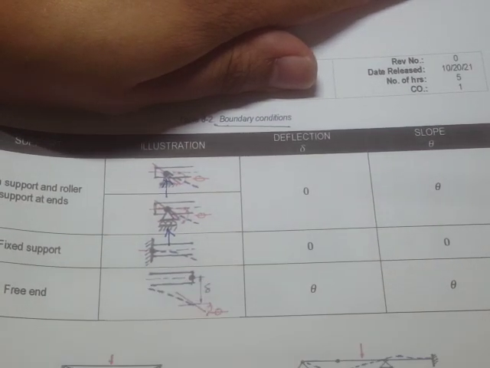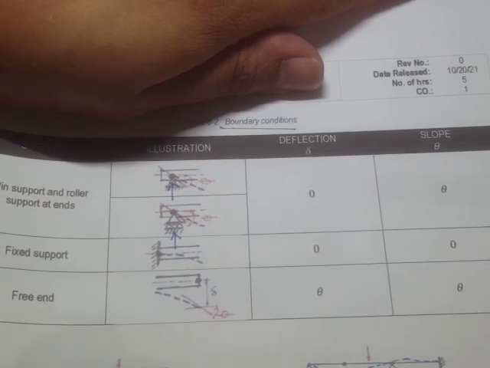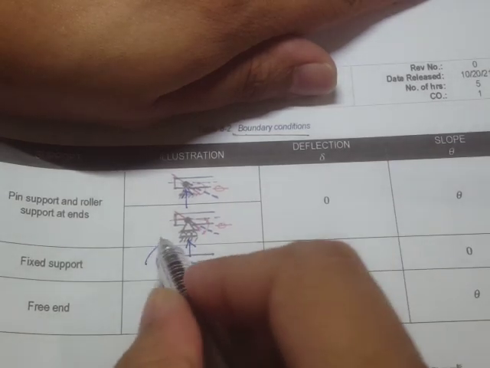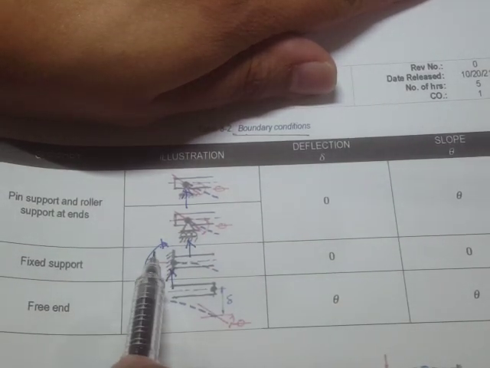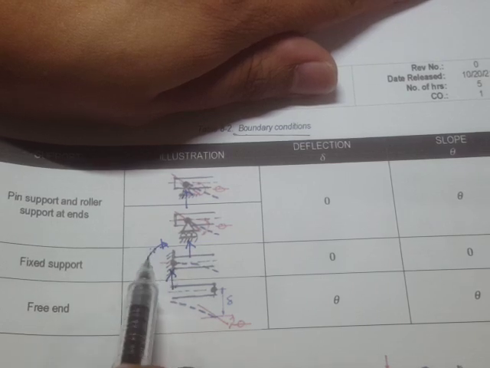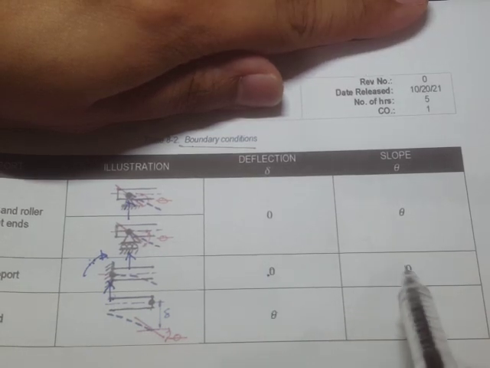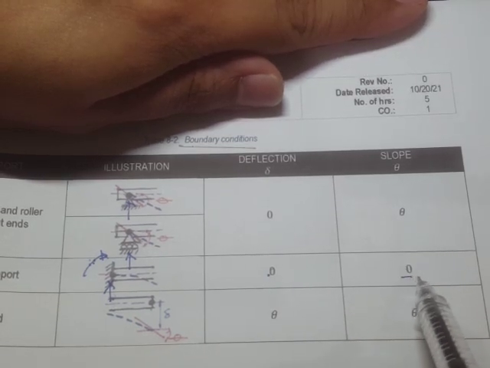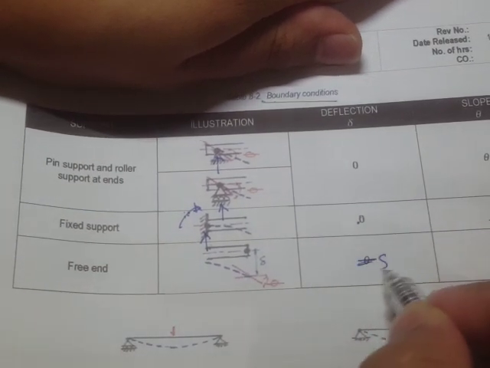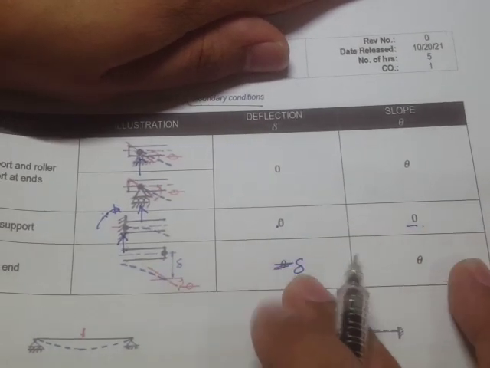Okay, and for the fixed support, since we have reactions right here, vertical reactions as well as moment reactions. Take note, these are moment reactions, not internal moments. Because of these reactions, it doesn't allow any deflection nor slope. Okay, so the slope here will be 0. But for a free end, there's going to be deflection, and there's also going to be some slope rotations.